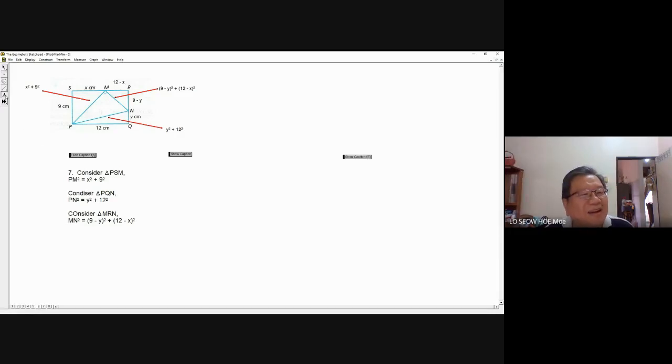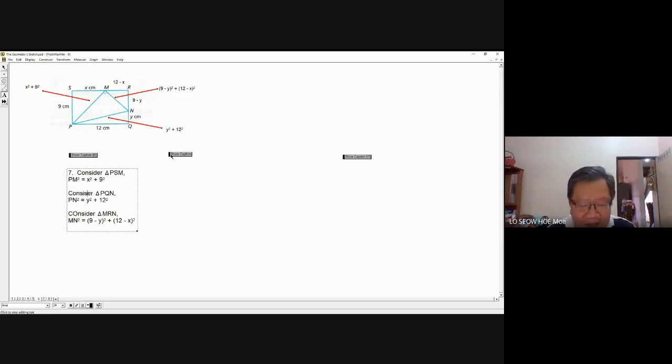Okay. I typed wrongly. Consider the right angle triangle PQN. Which one is PQN? This is PQN, this right angle triangle. We consider this triangle and we try to find the hypotenuse PN. What is the relationship between PN and these two sides? So we say PN square is y square plus 12 square. Sorry, my typing is very poor.